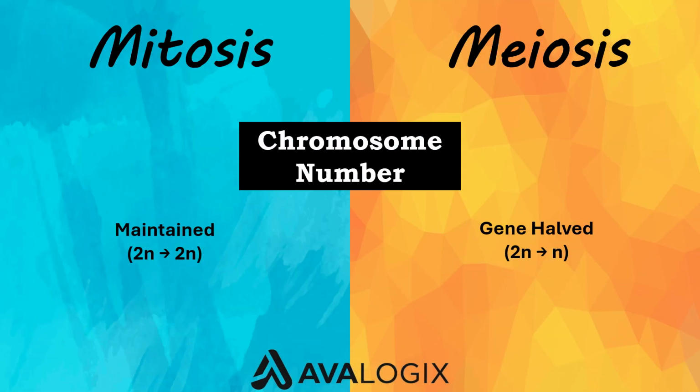In mitosis, the chromosome number remains constant. A diploid, 2N cell gives rise to two diploid cells. For example, a human cell with 46 chromosomes divides to produce two cells, each also with 46. Meiosis reduces the chromosome number by half, from diploid, 2N, to haploid N. So in humans, meiosis takes a 46 chromosome cell and produces four cells with 23 chromosomes each. This is essential to ensure that when gametes fuse during fertilization, the normal diploid number is restored.